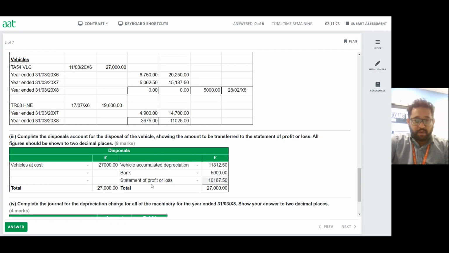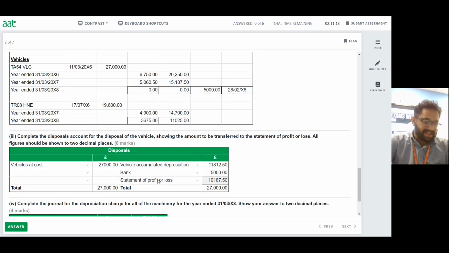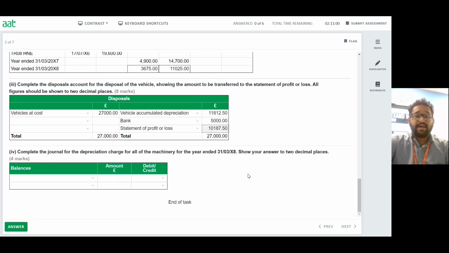This will go into the statement of profit and loss on the debit side as a loss on disposal. You can understand a carrying value of £15,187.50 in my accounts, but when I sold it, I only got 5,000 for that one. So there's a big shortfall of the amount we should have received, but this is going to go as a loss on disposal for the business.